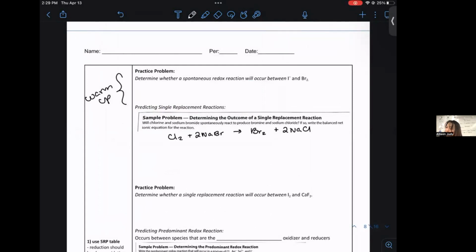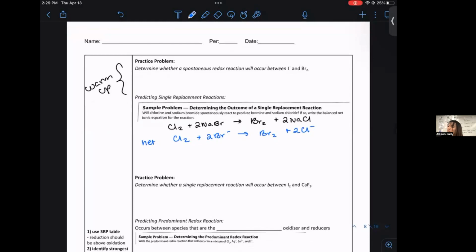So the net reaction for this, by the way, is going to be Cl2 plus 2Br minus going to Br2, diatomic, and 2Cl minus. That's the net reaction because sodium doesn't change oxidation state, so it ends up being a spectator element in this case.